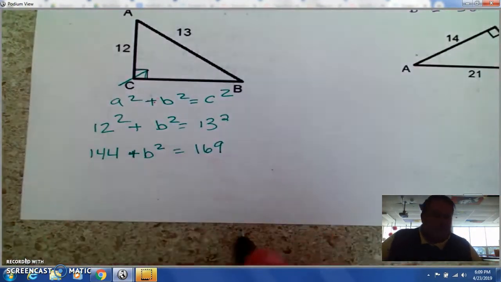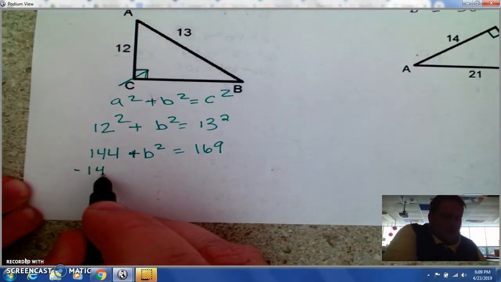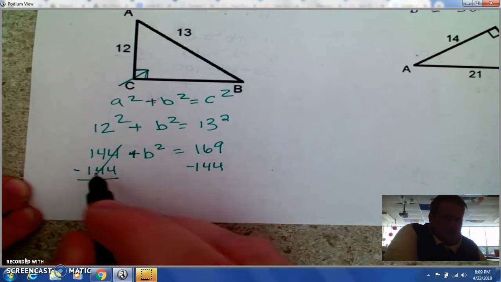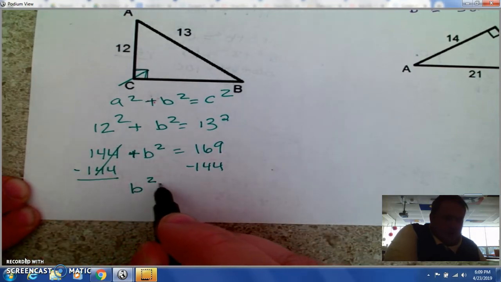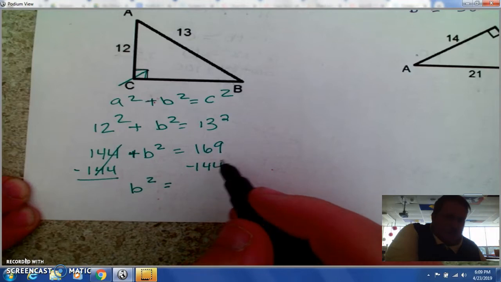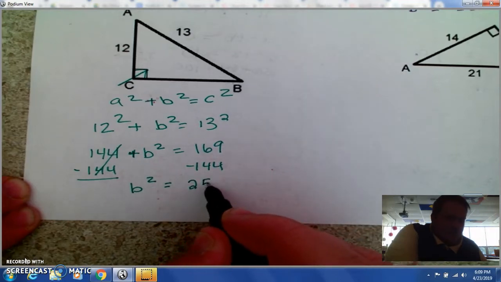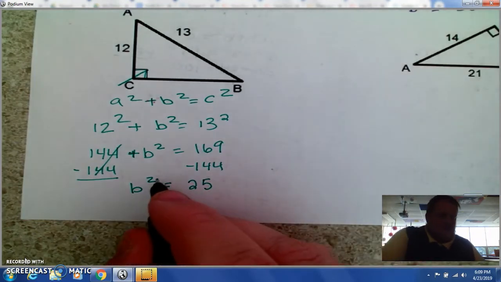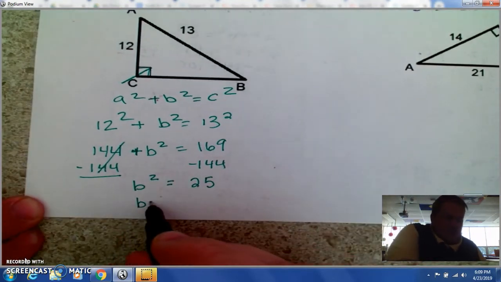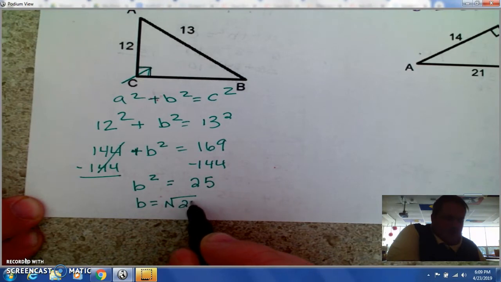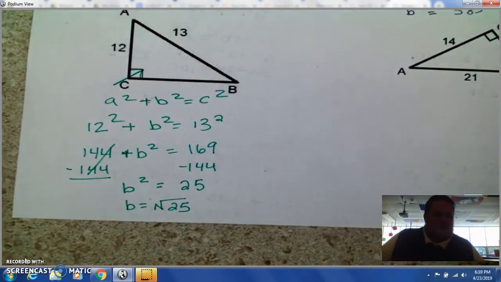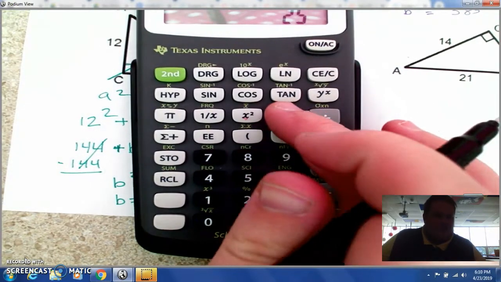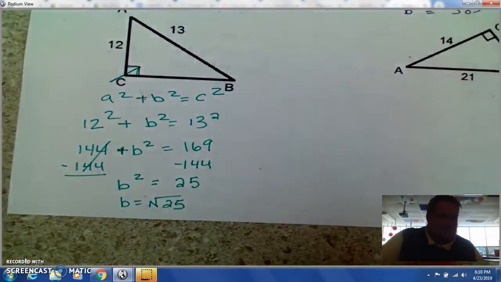Again, we're solving for b, so we subtract the 144 from both sides. On this side, I'm left with b squared, and on that side, I'm left with 25. So now I have the little tiny 2. b is going to equal the square root of 25. So again, 25, you'll hit the little square root sign. We'll get 5.